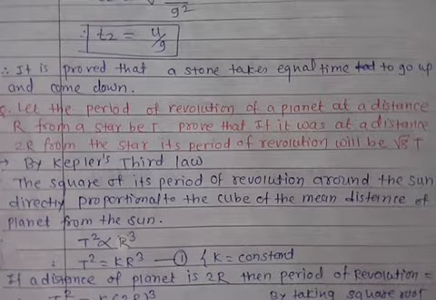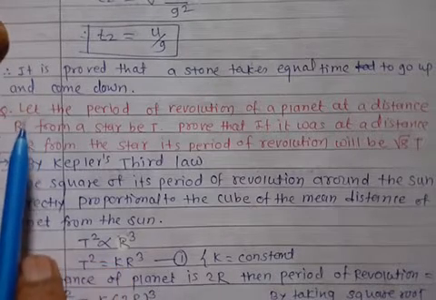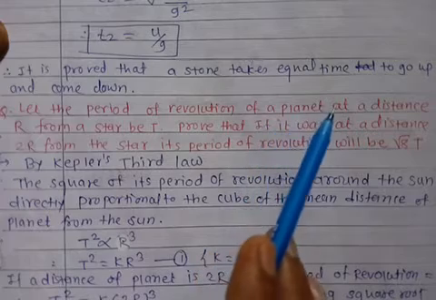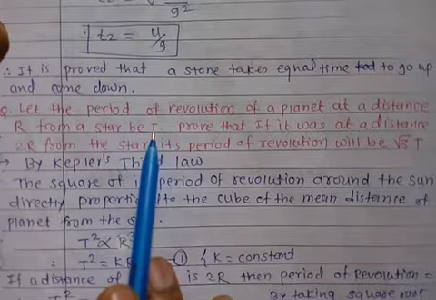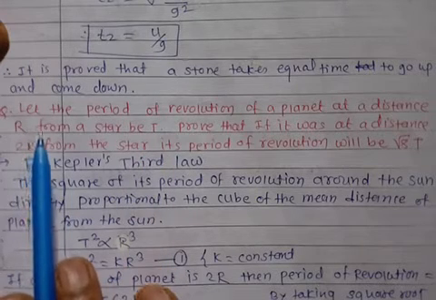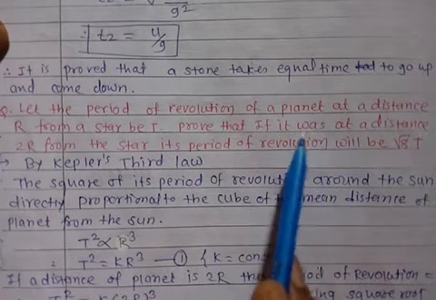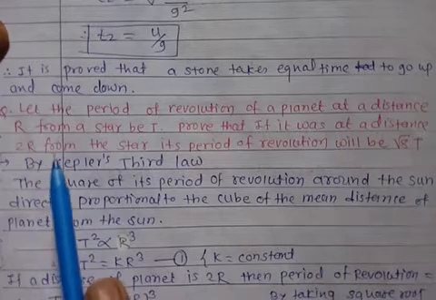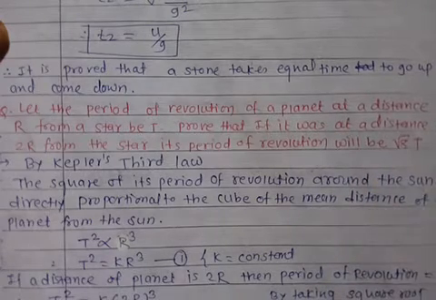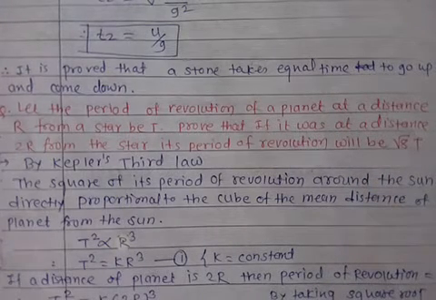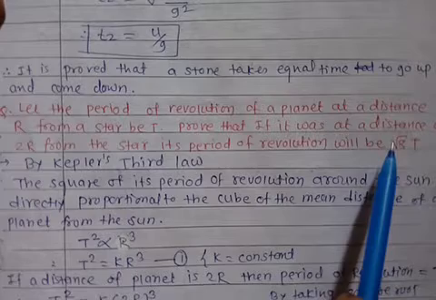Hi friends, today we are going to see a very important question. Look here, that is the question. Let the period of revolution of a planet at the distance r from the star be t. Means t is the period of revolution, r is the distance of the planet from the star. Prove that if it was at a distance of 2r from the star, its period of revolution will be root 8 t. Means if the distance becomes double, then we have to prove that the period of revolution will be root 8 t.